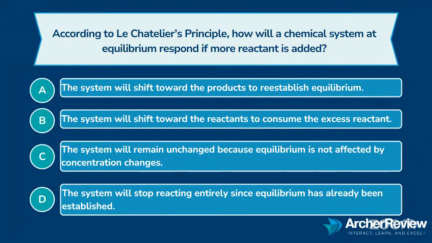According to Le Chatelier's principle, how will a chemical system at equilibrium respond if more reactant is added? A, the system will shift toward the products to reestablish equilibrium. B, the system will shift toward the reactants to consume the excess reactant. C, the system will remain unchanged because equilibrium is not affected by concentration changes. Or D, the system will stop reacting entirely since equilibrium has already been established. Let's see how we do on this one.